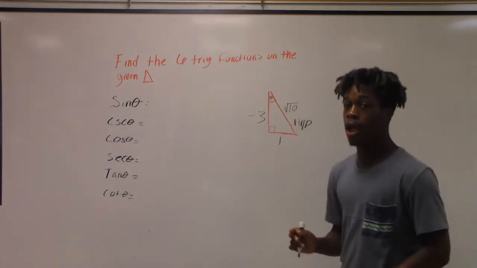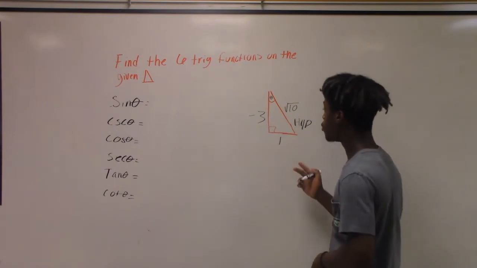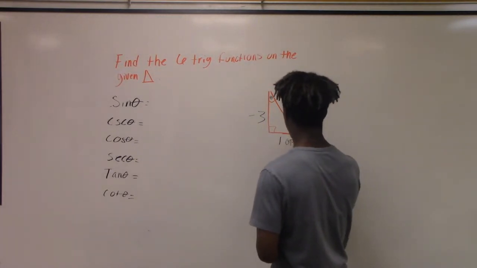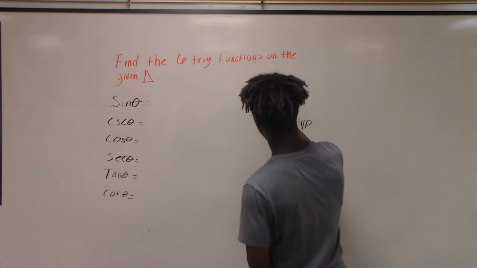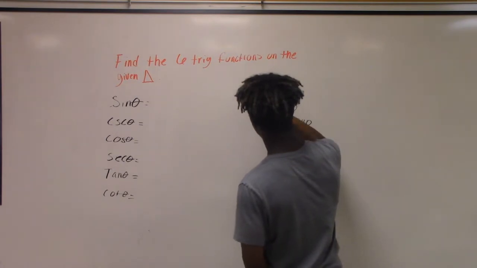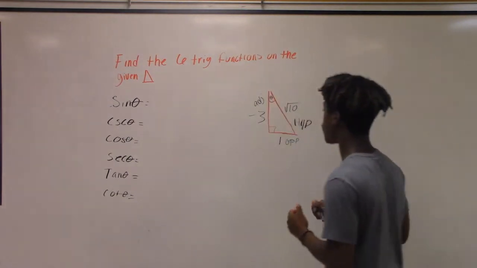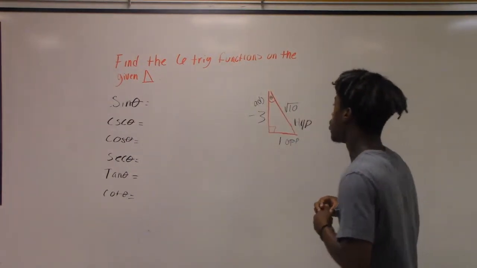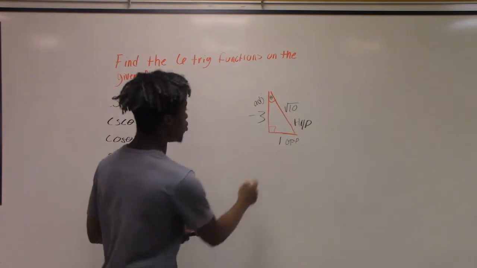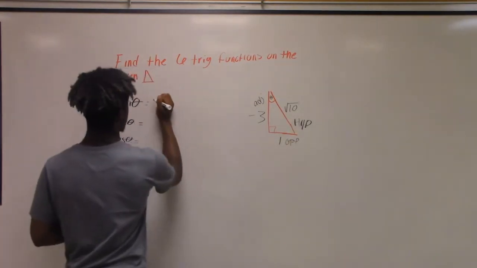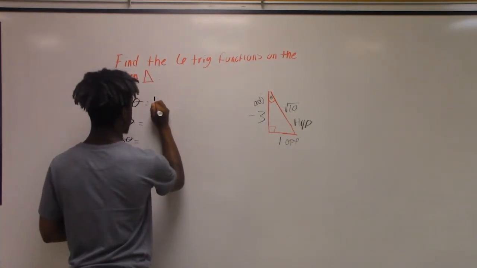You should begin by labeling your sides: hypotenuse, opposite, and adjacent. Sine would be opposite over hypotenuse, which is 1 over the square root of 10.